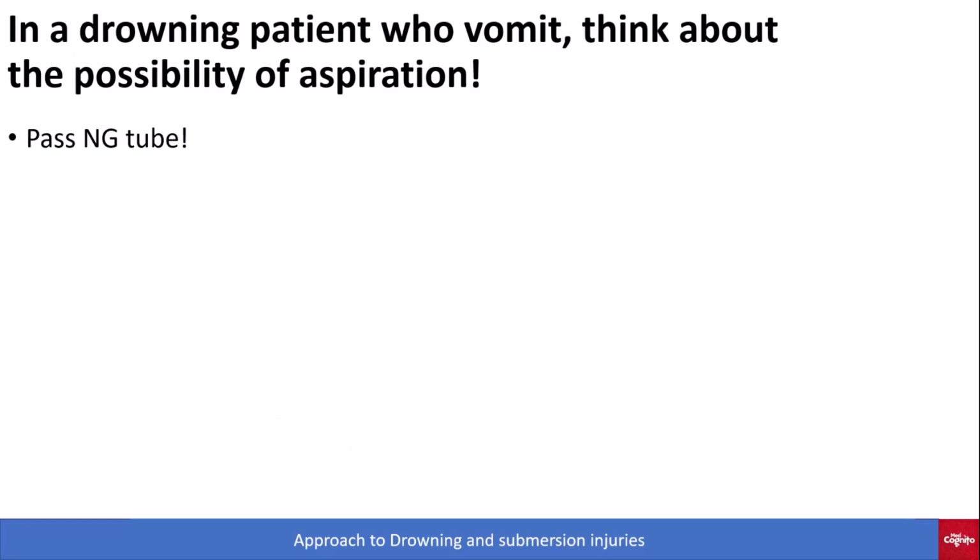So if you see drowning and vomiting, what should be your next best step? Your next best step is to pass an NG tube, a nasogastric tube. In a patient who drowns and starts to vomit, think about the possibility of aspiration. And because there can be aspiration, what am I going to do for the patient? I'm going to pass an NG tube, a nasogastric tube.